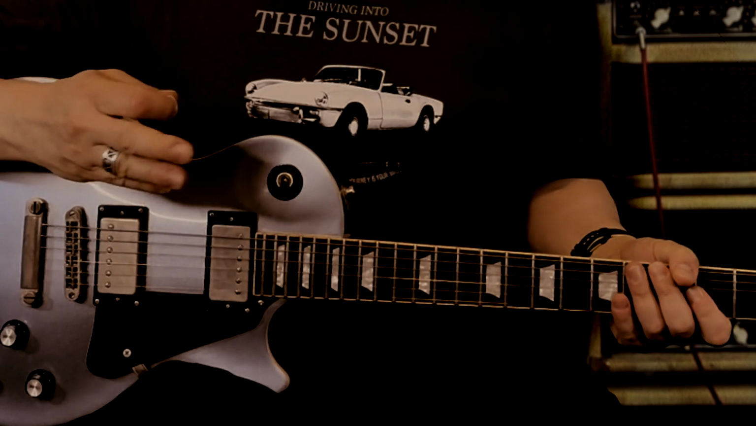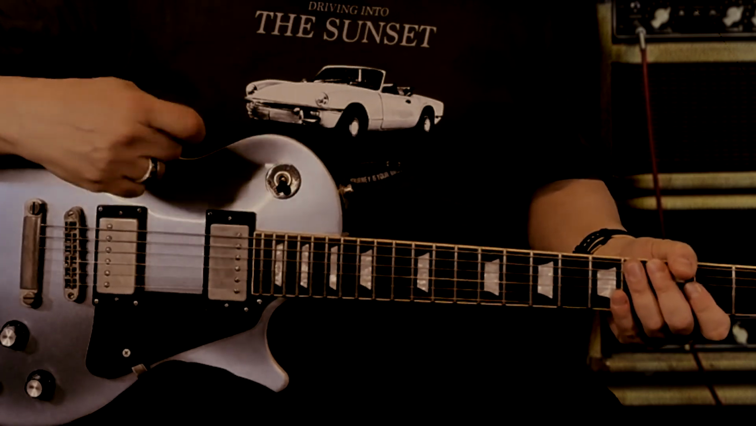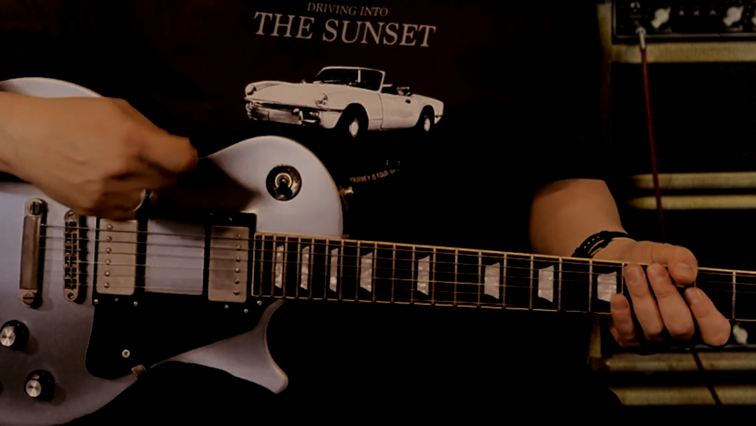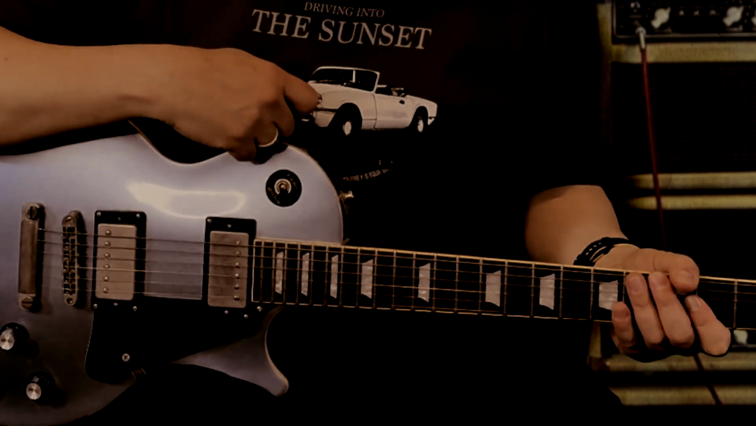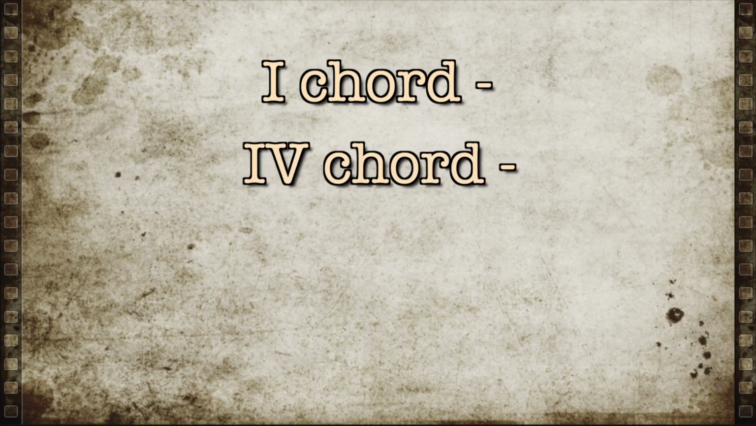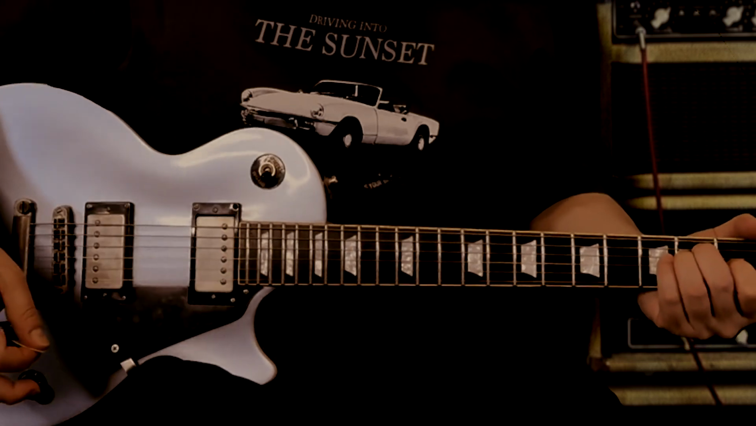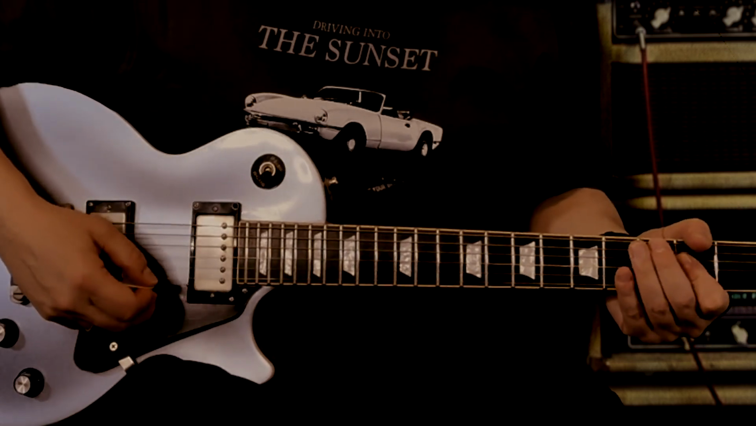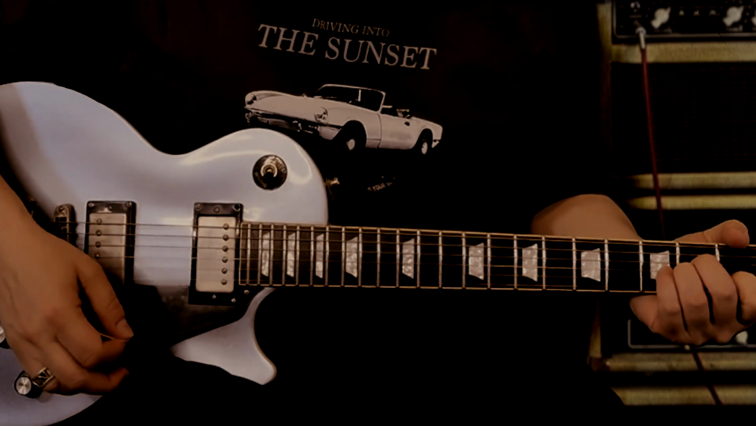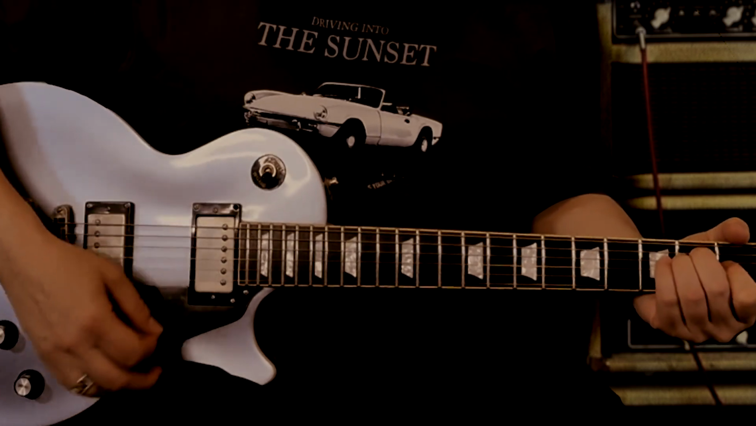Okay, let's do it. So let's take a look at how to use this scale over a minor 4 chord. It's a pretty common trick actually, going from the 1 chord to the 4 chord and then to a 4 minor chord, back to the 1 chord again. For example, in E major that would be an E major chord, an A major chord, and then an A minor chord, back to the E major again.